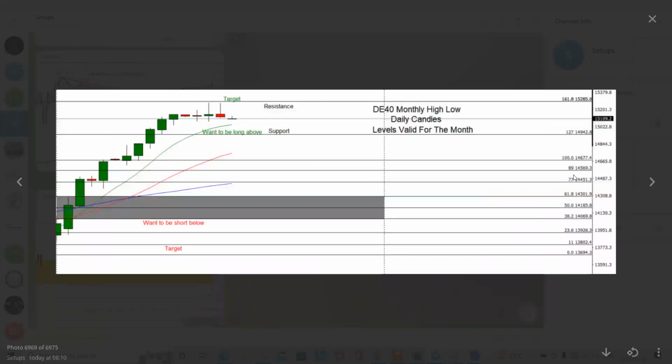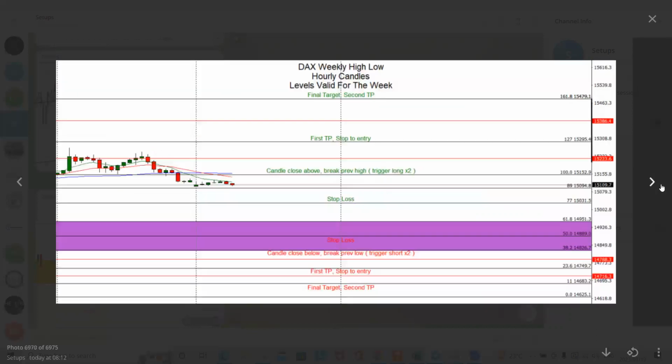On the DAX monthly high-low, currently between levels of 127 and 161.8. If we look at resistance and support, look at moving averages, 8 is above 21, above 50. That's indicating trend is up. So we're still looking for that 161.8 target level.